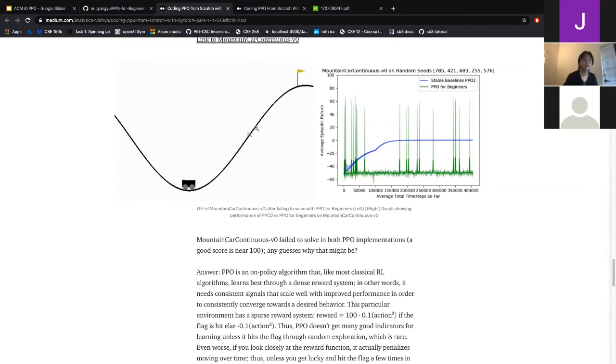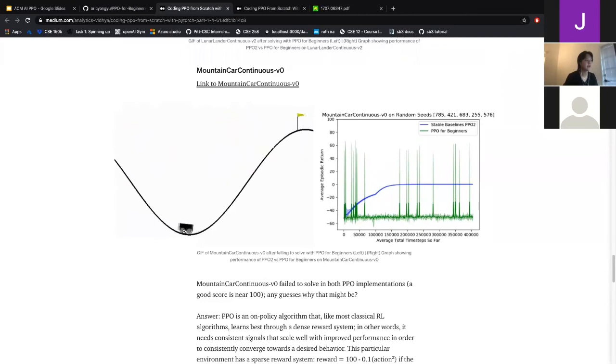So the sparsity, what makes this task so difficult, is that you only get a huge reward if you touch the flag, but in order to do that, you need to incur a bunch of penalty to begin with. And that's just something that PPO doesn't do very well with. Yeah, no, that makes sense. Yeah. Okay, thank you.